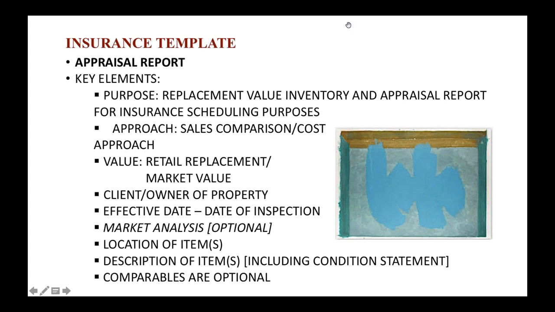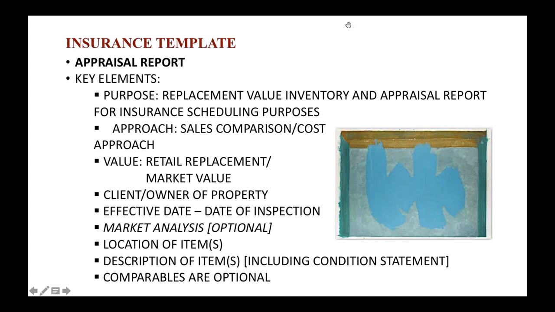So the client and the owner of the property, that's usually the same person, but it could be different. It could be a huge collection, and they might have a collections manager that's the client, and the owner is obviously the owner. The effective date, which is the date of inspection for an insurance appraisal, is always the date of inspection because that's the date that you can verify exactly where the work was, whether it was in the client's home, or in their warehouse, and what the exact condition of the work was.